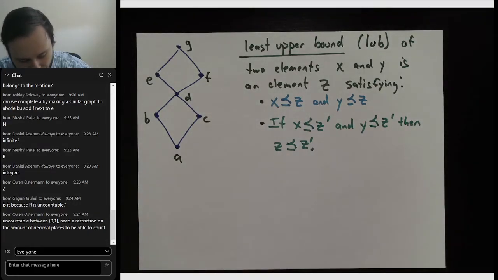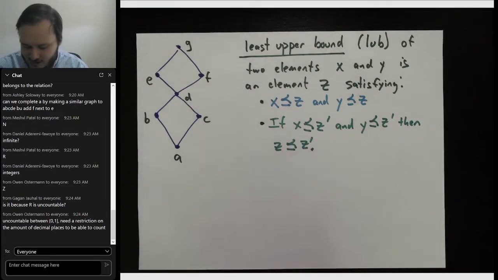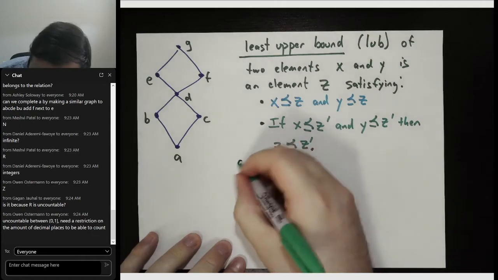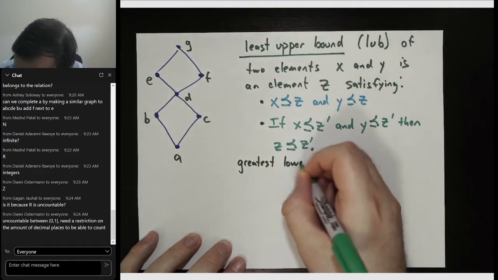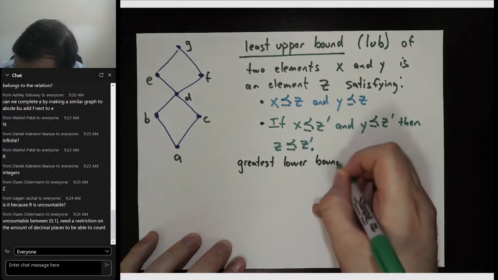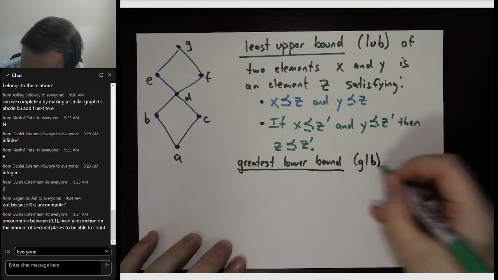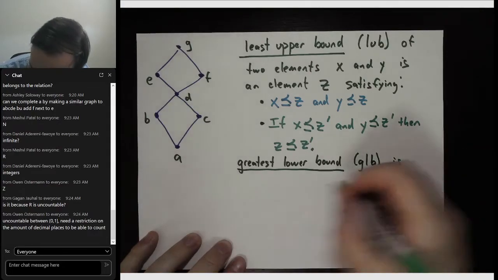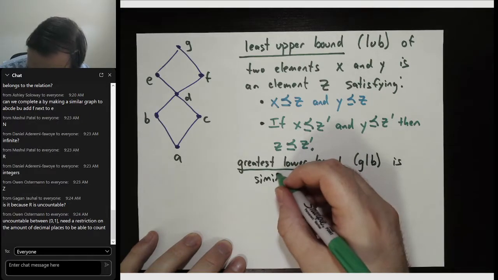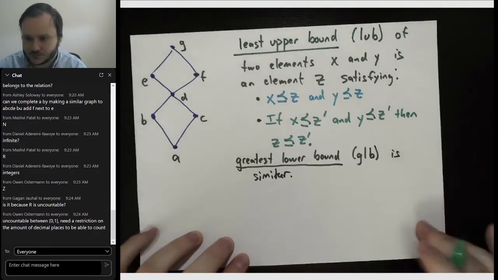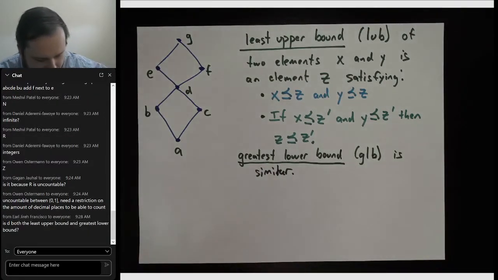And then I guess I'll say the greatest lower bound, GLB, is similar. You're just going from below. Okay, so I just want to get some practice with this.